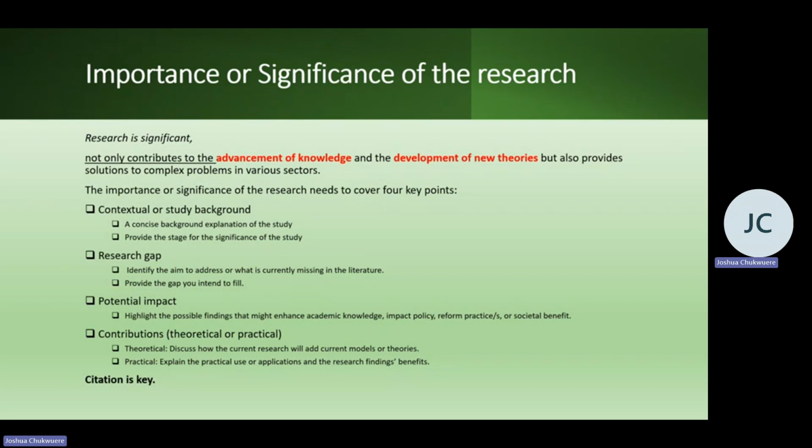So there are 4 component aspects when you are writing this section of your research. When you write the significance and importance, you need to bear in mind that you need to cover these 4 areas. The first one is the conceptual, contextual, or study background. Within the importance or significance of your research, you should be able to cover the background of the study.